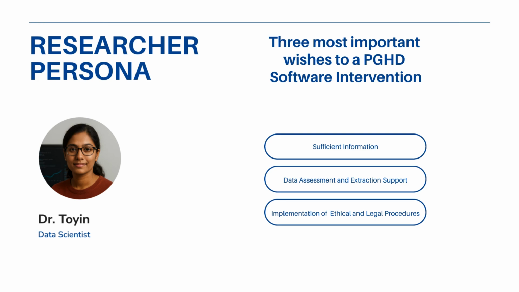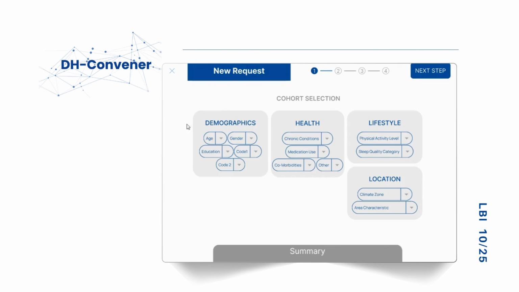Finally, let's look at the researcher persona. Similar to the clinician, the researcher values access to comprehensive and reliable information to meet the requirements of specific research questions and protocols. Additionally, this user group would particularly benefit from data assessment and evaluation, as well as from the integration of legal and ethical safeguards throughout the process. Here we focus on the process in which the researcher applies for access to certain data categories.